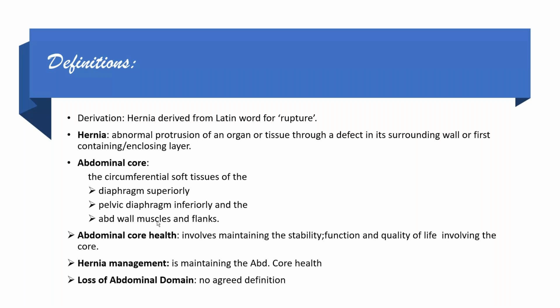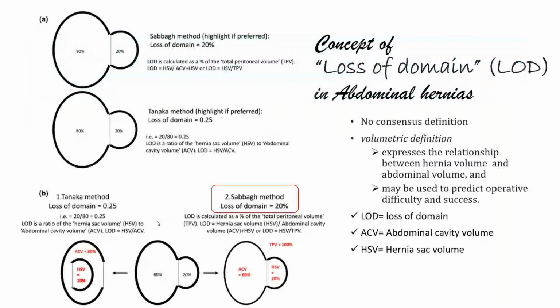And then another definition that needs to be addressed is the loss of abdominal domain. Now, abdominal domain basically means the domain of the abdomen. When the domain of the abdomen or the abdominal core gets lost, that basically means the patient has a hernia or there has been a protrusion of the intra-abdominal contents. That would be a loss of abdominal domain. But the problem with loss of abdominal domain is that there is no agreed definition to it. Now, before we go further, just a few words about what loss of abdominal domain means, because this was an important point which cropped up when we were tackling very large ventral hernias.